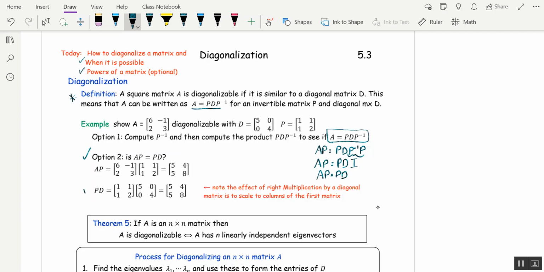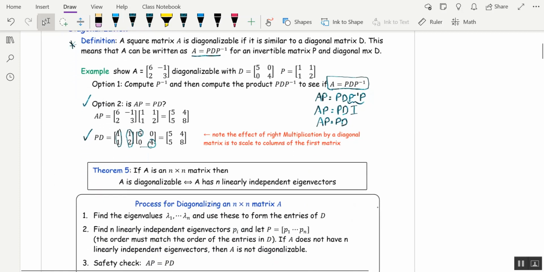Now, PD is super easy because look at what happens when I right multiply a matrix by a diagonal matrix. This column gets scaled by 5, and this column gets scaled by 4. So that's an easy multiplication to do. You can imagine if you left multiply by a diagonal matrix, well, maybe you can't imagine, but what will happen is it will scale the rows and not the columns.